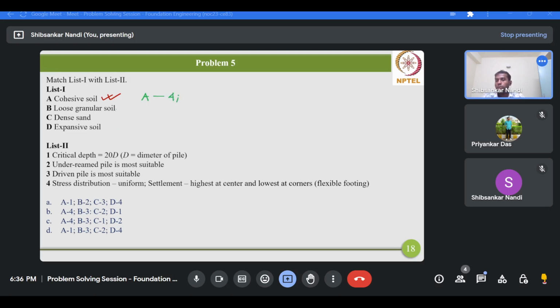Now coming to entity B, loose granular soil. For loose granular soil, which pile is most suitable?